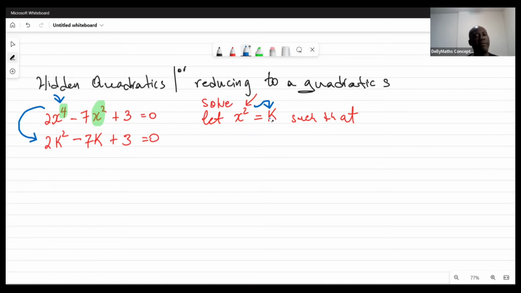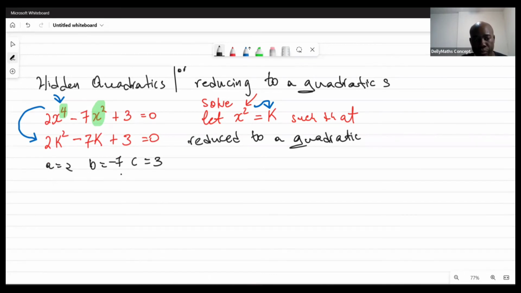So at the end of the day now, we're going to find values for k, but that's not going to be the answer, because we are hiding something to come back to it. So you could see here that we now reduce. This was actually reduced to a quadratic. So you're seeing that it was reduced to a quadratic right there. Then from this, I would say to you, solve your quadratic normally. In this case, your A is 2, your B is -7, and your C is 3.